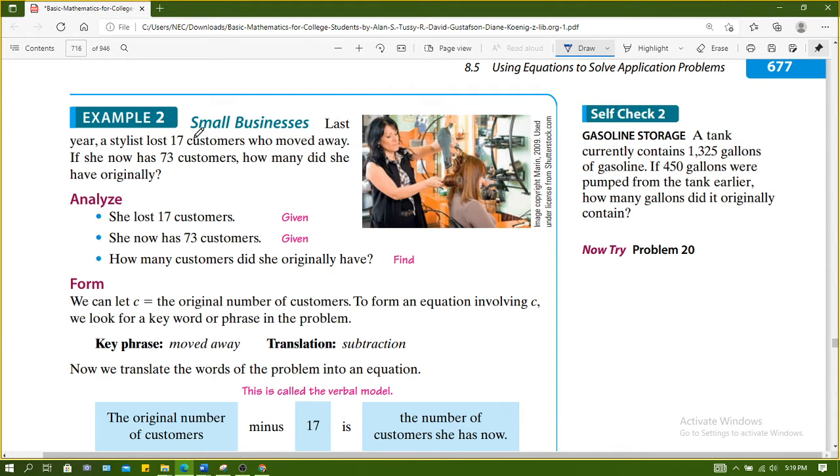Small businesses. Last year, a stylist lost 17 customers who moved away. If she now has 73 customers, how many did she have originally? Very easy. Analyze, she lost 17 customers. Now, she has 73 customers. How many customers did she originally have? So you analyze, those are the given, and what you need to find is the number of customers that she originally had.